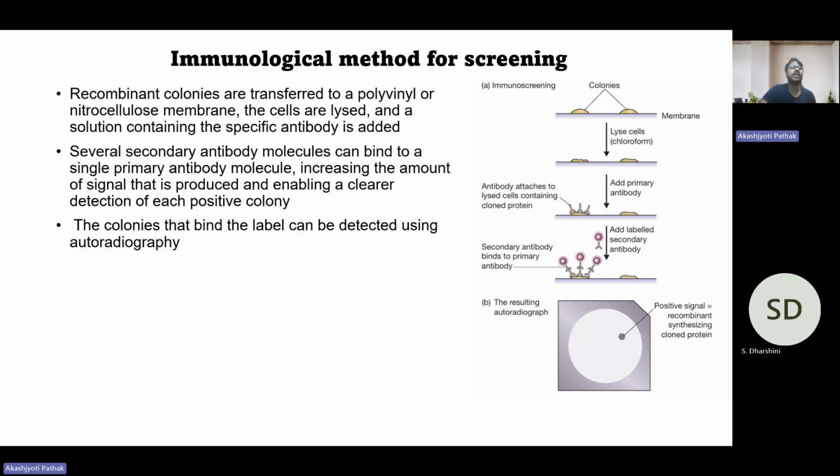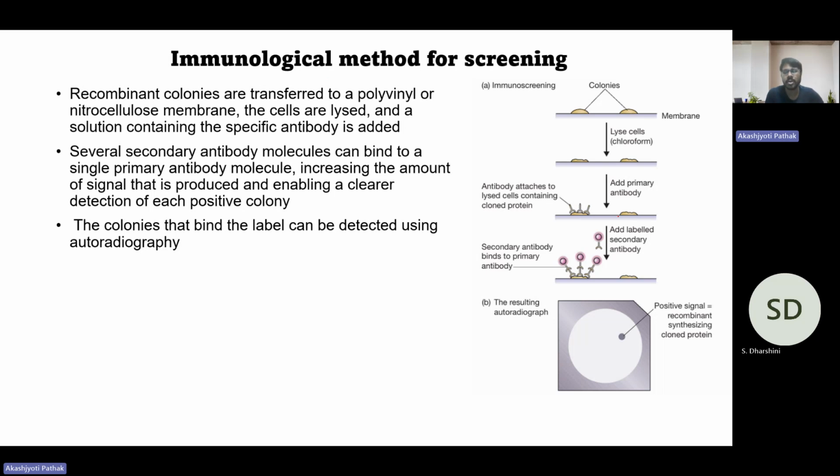In the immunological method, you will use an antibody against your protein of interest. So you see here, see this figure. This is the membrane on which your colonies are growing, and you treat the colonies or lyse the cells with chloroform, and then you will have different proteins present inside the cells. And now you can use an antibody against this particular protein.